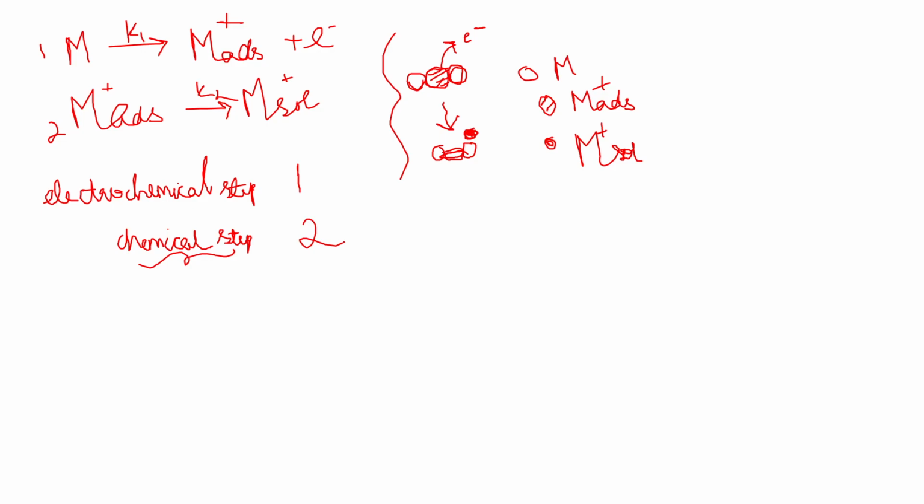Now, why is this important? There can be chances where you will have multiple steps. Identifying electrochemical and chemical steps is important. Why? Because you have a current passing through. What is the formula? In general, I'm just writing it as I_F, not DC or AC, just I_F. It is nothing but n into F into rate.